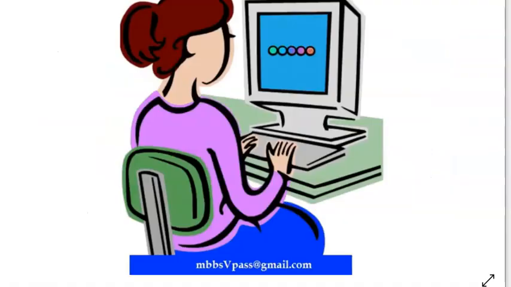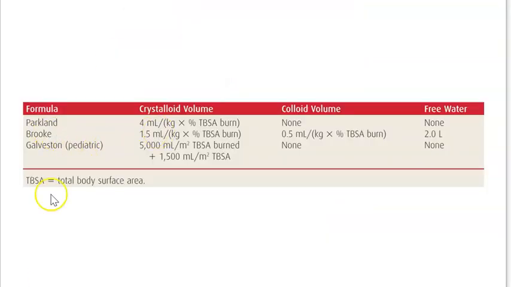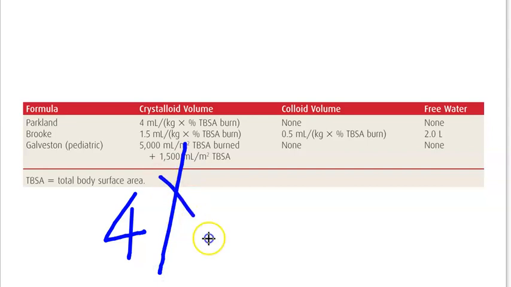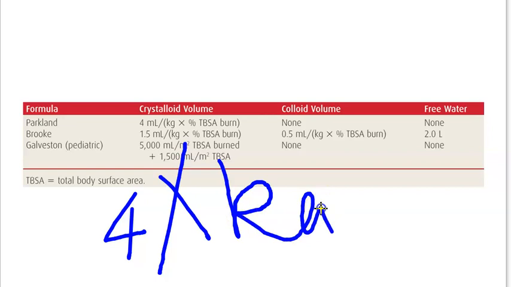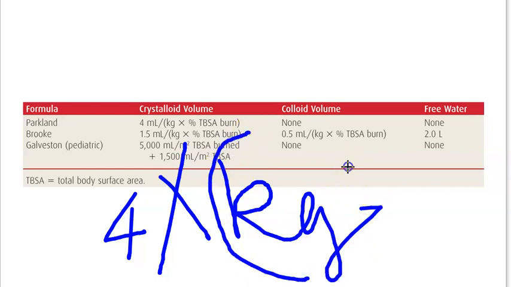What you saw now is for burns, giving fluids, so much fluid you will have to give. What is the rule for that? You have the Parkland formula and the Brooke formula. Remember Parkland: 4 ml, you have to give crystalloids only. So you can write 4 ml times total body surface area burn.